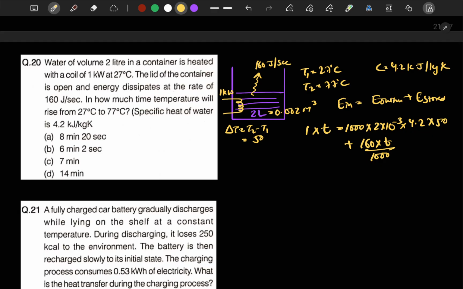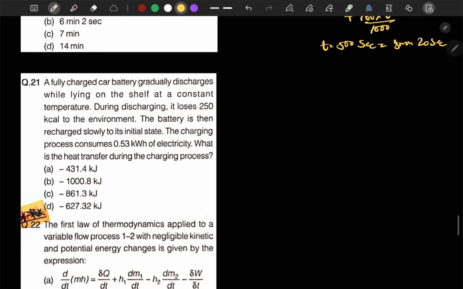Now we can directly calculate the value of T from here. Let me do it. On solving this, we get T equal to 500 seconds. We can further reduce it to minutes by dividing by 60, so 500 divided by 60 gives 8 minutes and 20 seconds. So option A is correct here. Now let's move to the next question.